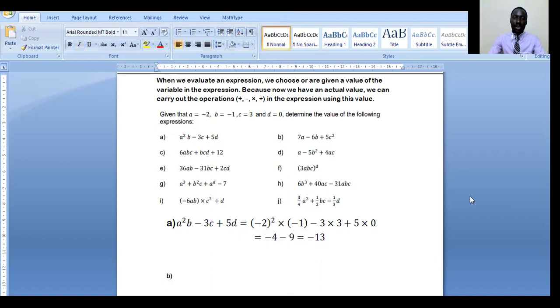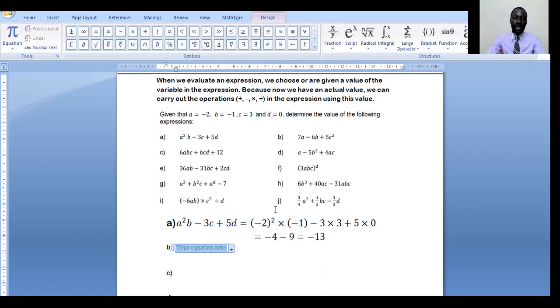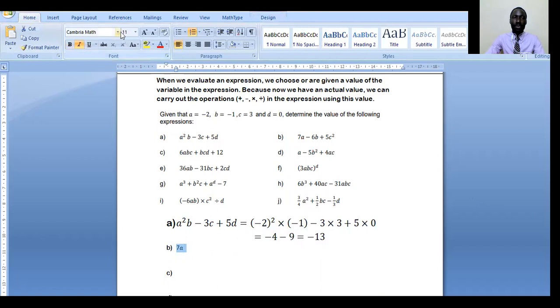Now the next thing we want to look at is B. The expression for B is 7a minus 6b plus 5c squared.